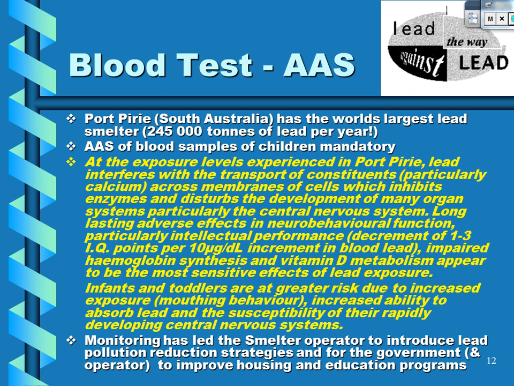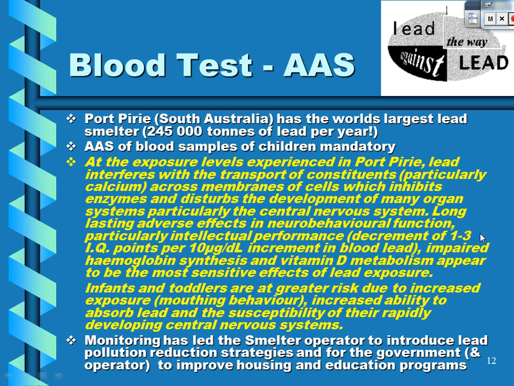And one of the most important sorts of tests you can do with lead for AAS is blood tests. There's a place in South Australia called Port Pirie, and it's got the world's largest lead smelter. They produce 245,000 tons of lead per year. So you've got this huge lead smelter there. Obviously there's going to be some cases of lead entering the environment, and that can cause lead poisoning in people. So in that particular town, AAS blood samples of children are mandatory.